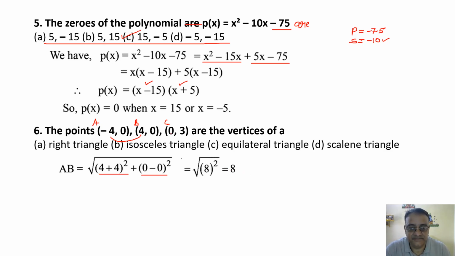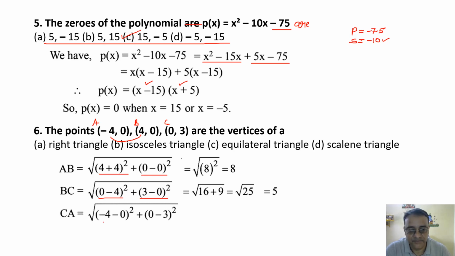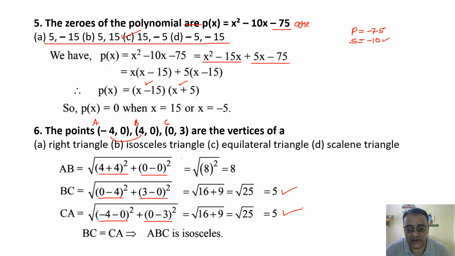Now the next one BC, (4 - 0) whole square plus (3 - 0) whole square. तो ये हो गया 16 और ये हो गया 9, 16 + 9 √25 and that is equals to 5. Now AC, (0 + 4) whole square plus (3 - 0) whole square. तो ये 16 और ये 9 है, the same thing we are getting √25 and that is equals to 5. So here two sides are equal, that means it is an isosceles triangle. So the correct option is option B.